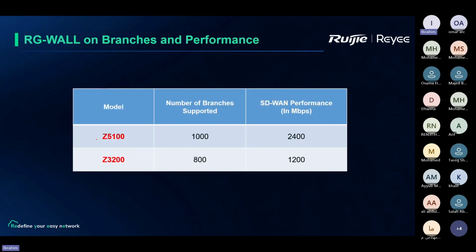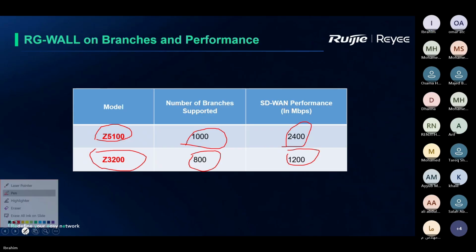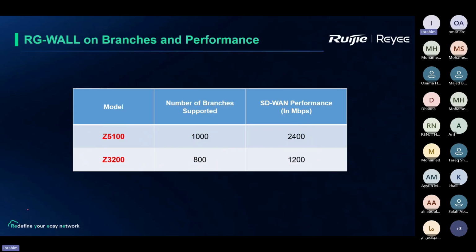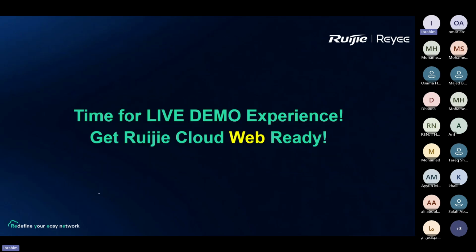For the firewall, as you can see, the Z5100 can reach up to 2.4 gigabit per second SD-WAN performance, with up to 1000 branches we can connect. The firewall Z3200 supports up to 800 branches with a performance of 1.2 gigabit per second. This is for our devices.